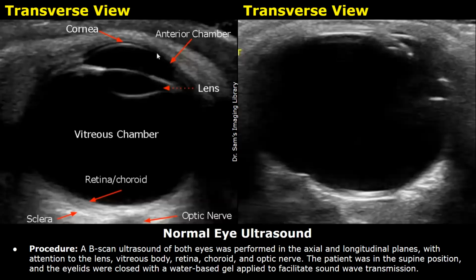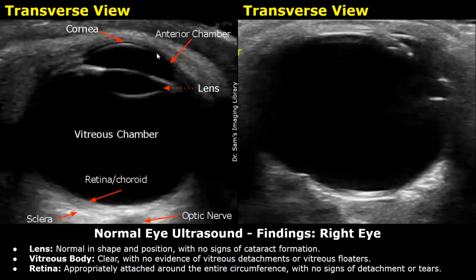Next is the procedure. A B-scan ultrasound of both eyes was performed in the axial and longitudinal planes with attention to the lens, vitreous body, retina, choroid, and optic nerve. The patient was in the supine position and the eyelids were closed with a water-based gel applied to facilitate sound wave transmission.